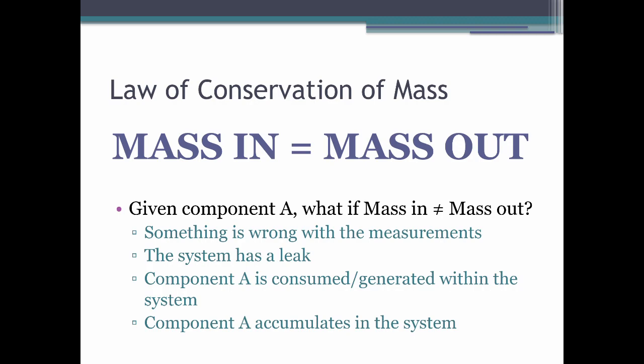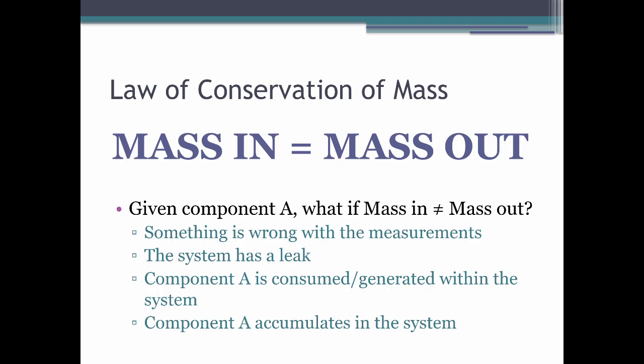So one of the main tenets in bioprocess engineering, we have the law of conservation of mass. It's actually a very important consideration here. In the law of conservation of mass, you cannot create nor destroy matter and energy. So any amount of mass or matter going into the system must be equal to the amount of matter going out of the system. So given a component A, what if mass in is not equal to mass out?